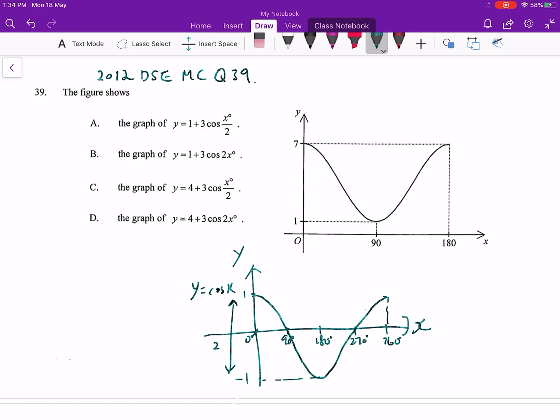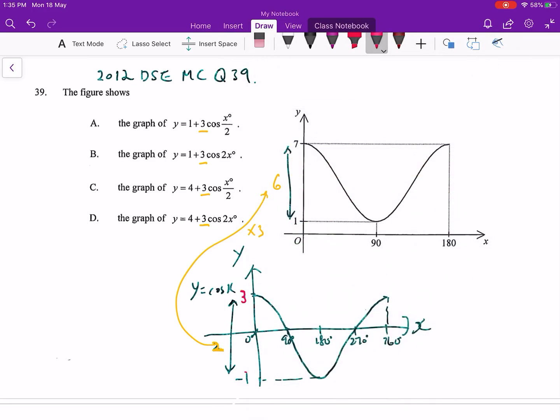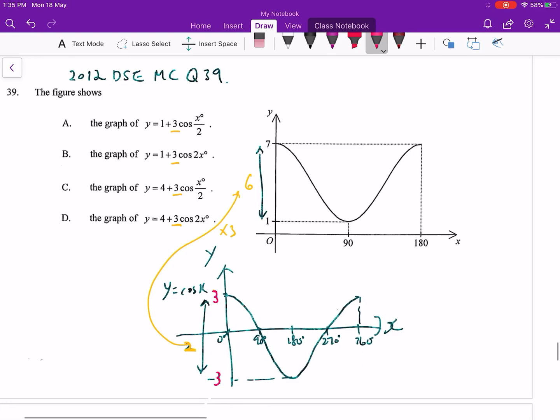If you make use of this to do questions like this, it is also very easy. The first thing you will notice is here: for this one the difference is 2, but in this question you can see that from 1 to 7 the difference is 6. So we can see that it is magnified by 3 times along the y-axis. Even if it is magnified by 3 times, it would become 3 and -3, but what you can see now is 1 and 7.